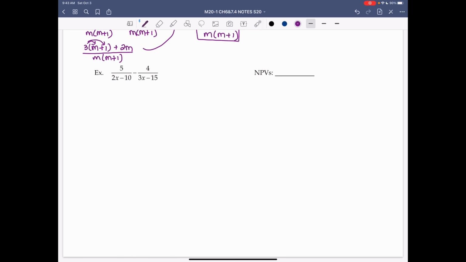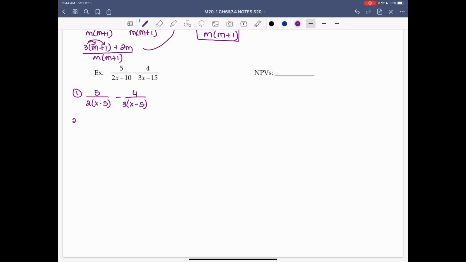5 over 2x minus 10 minus 4 over 3x minus 5. Step 1, factor. We can factor our denominators here: 5 over 2 times (x minus 5) minus 4 over 3 times (x minus 5). So we took out a common factor of 2 and then a common factor of 3.